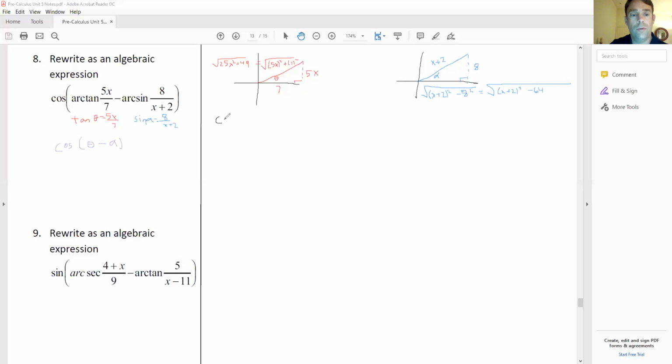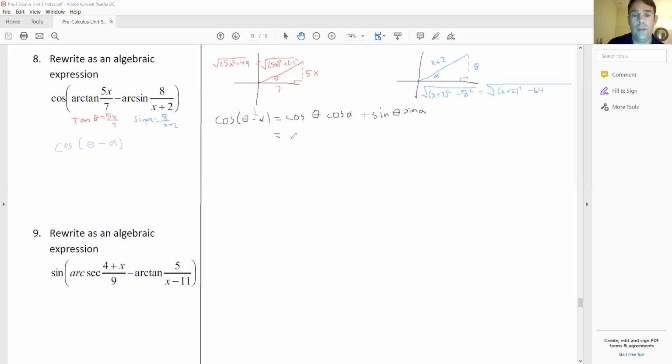So here we go. What we're dealing with here is cosine of theta minus alpha. So we have cosine, cosine, sine, sine. Switch the signs and do it again. And since this was a minus, we're going to put a plus in between them.